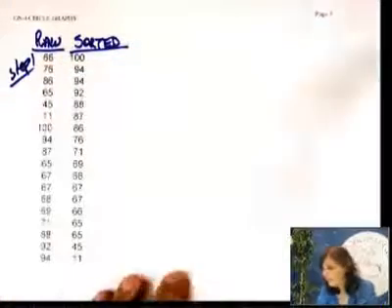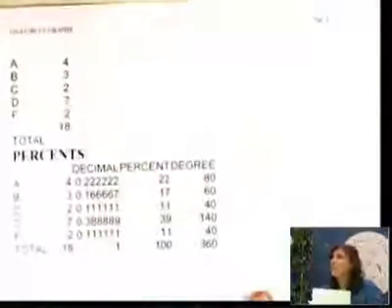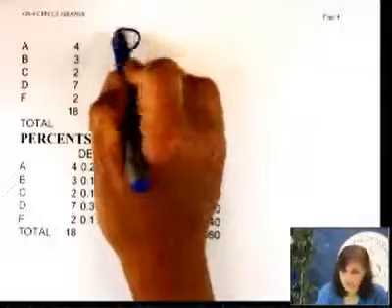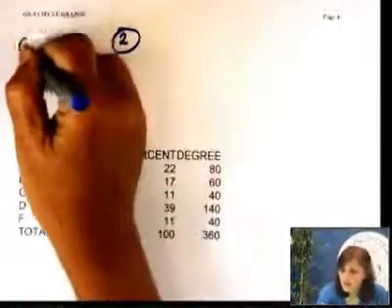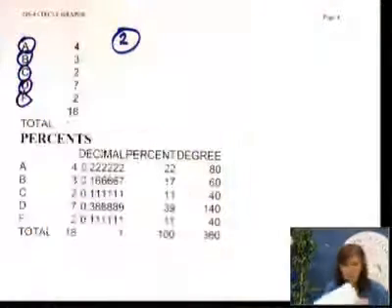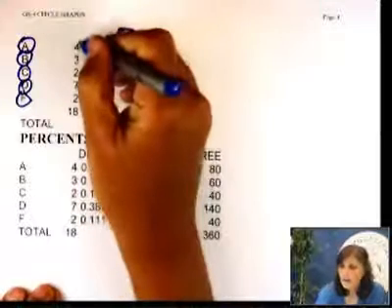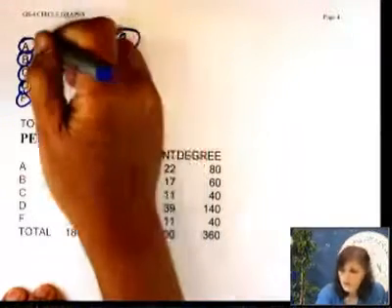Now the second thing I need to decide, everything is in one place, is the categories. I said, okay, well, my categories are going to be A's, B's, C's, D's, and F's. These are my categories. I want to see the percent of the students who got A's, B's, C's, D's, and F's.